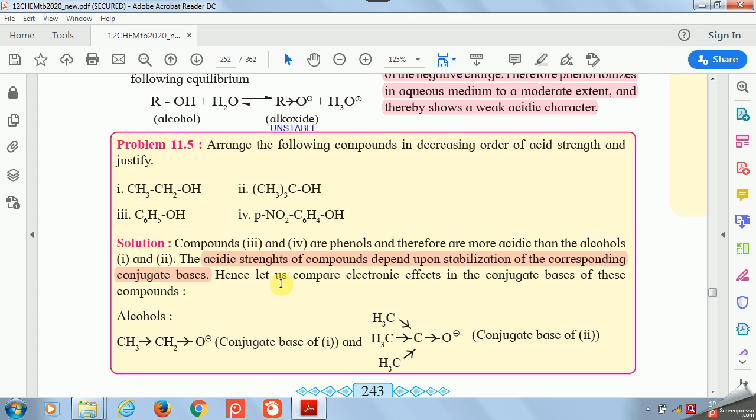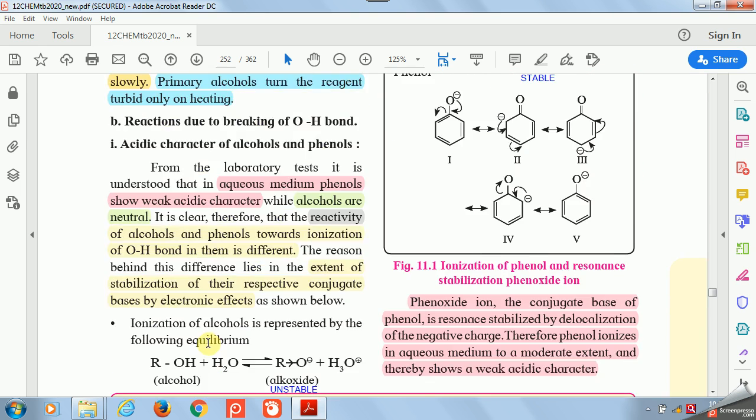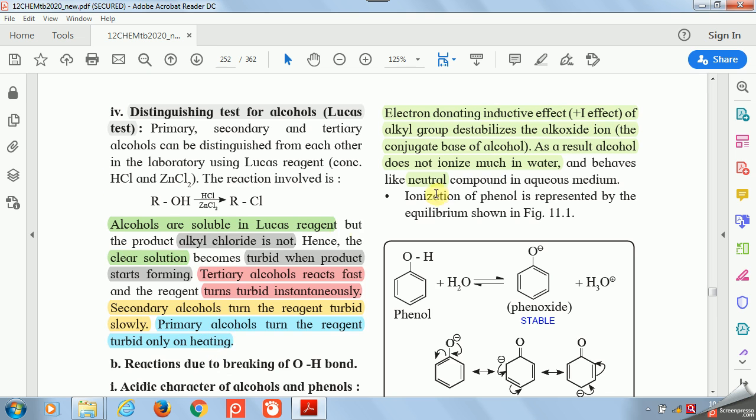So the negative charge is unstable. The electron donating inductive effect, plus I effect, of the alkyl group destabilizes the alkoxide ion, that is the conjugate base of alcohol. As a result, alcohol does not ionize much in water and behaves like a neutral compound in its aqueous medium.